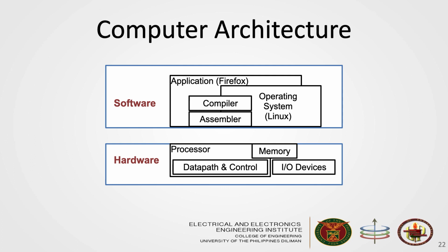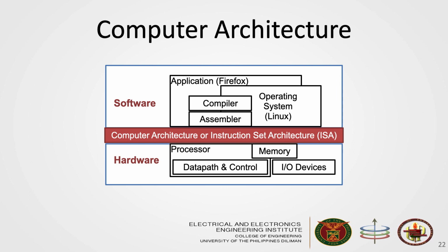So how do we link the hardware and software together? We link them together through the instruction set architecture, which we also refer to as the computer architecture. By knowing the computer's architecture, software developers can create software without knowing how the hardware was built.